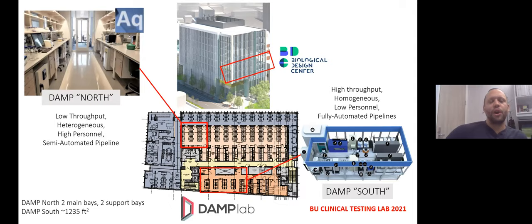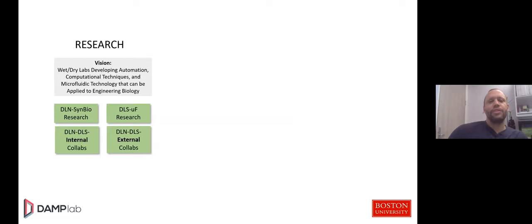the microfluidics. So the idea is the DAMP lab is going to do a couple things. It has a research vision: unlike perhaps a commercial cloud lab, it does want to think about developing new techniques, new protocols, thinking how microfluidics can be applied. It'll do this through a series of internal and external collaborations and do research both in synthetic biology and microfluidics. But then it also needs to provide services.